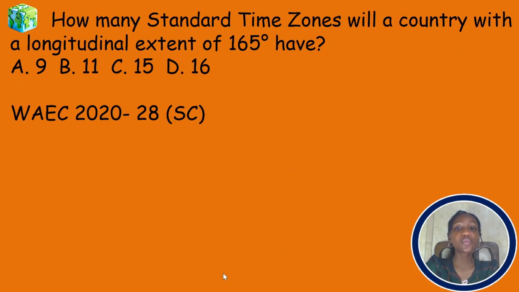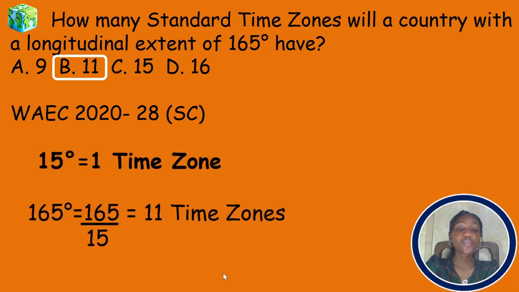How many standard time zones will a country with a longitudinal extent of 165 degrees have? So now you should be able to answer this question without breaking a sweat. So I hope you all got 11 as your answer. In case anyone didn't get it, let's look at the calculations. If 15 degrees is equal to one time zone, 165 degrees will now be equal to what? So we divide it by 15 and that gives us 11 time zones. Remember that each time zone spans 15 degrees longitude, don't forget that, which is also equal to 1 hour as well.